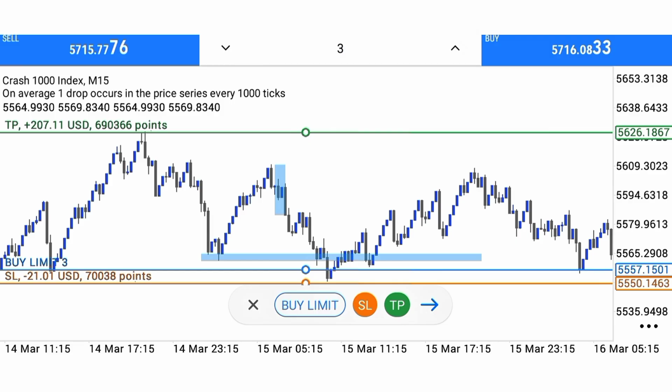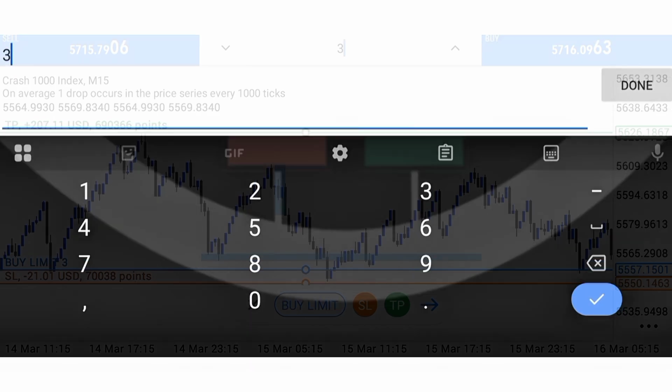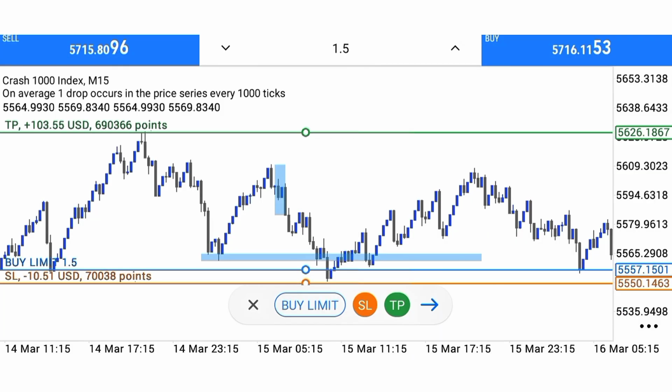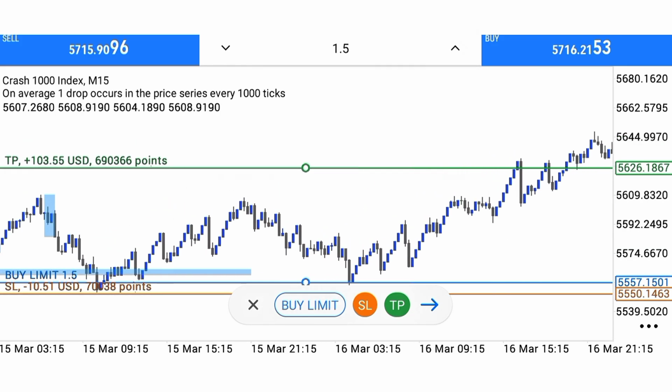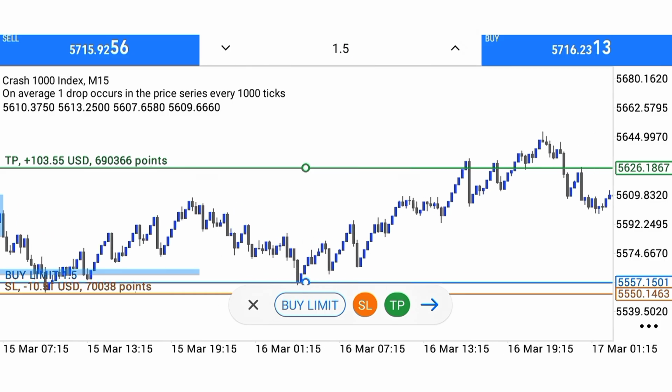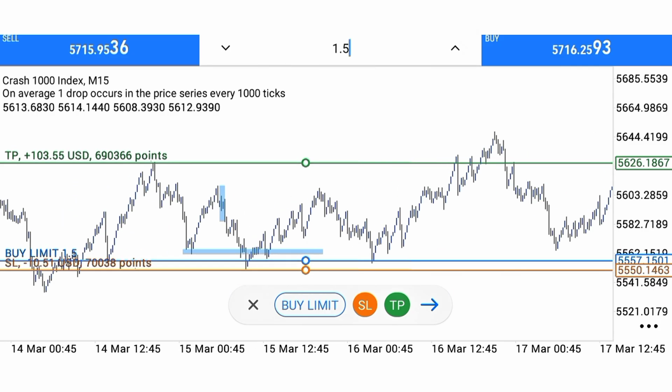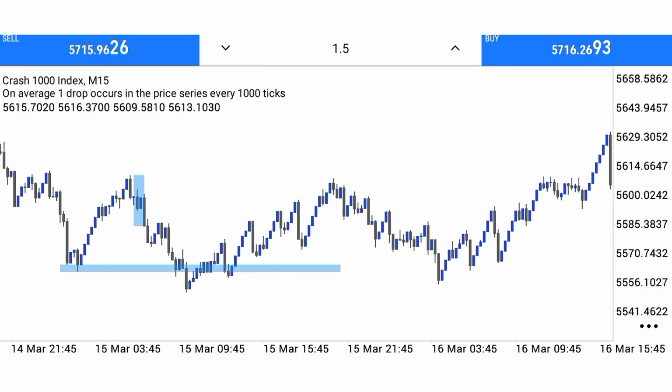Do you know what that means? That means if I risk $10, let's say 10.51, I'm making $103 for one trade. You see the reason why a lot of traders like to trade boom and crash, and the reason why this strategy gives you very low risk like this. And if you check well, this take profit target was hit successfully. Look, our take profit target was hit successfully.